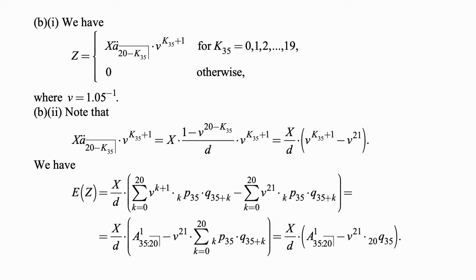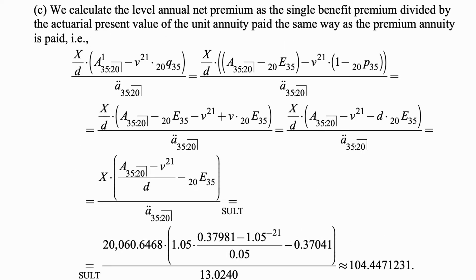the second expression. For Part C, we calculate the level annual net premium as the single benefit premium divided by the actuarial present value of the unit annuity paid the same way as the premium annuity is paid. So we just calculated that single benefit premium, that's the numerator in this fraction, and then this is divided by A double dot 35 colon angle 20.